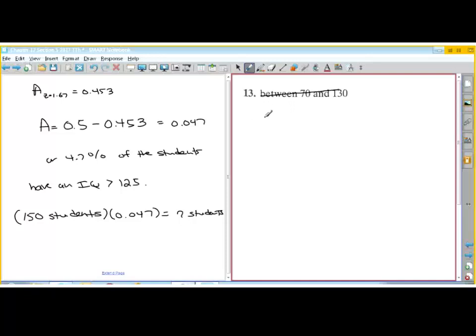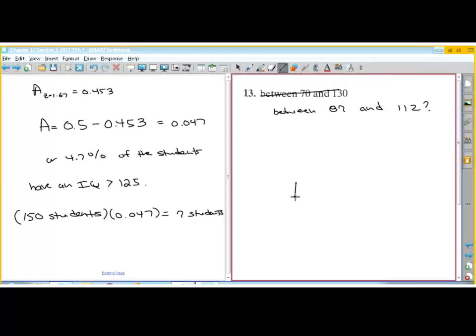Okay, so let's do one more here with the IQ. So let's say between 70 and 130. We'll do something different here. Let's say between 87 and 112.